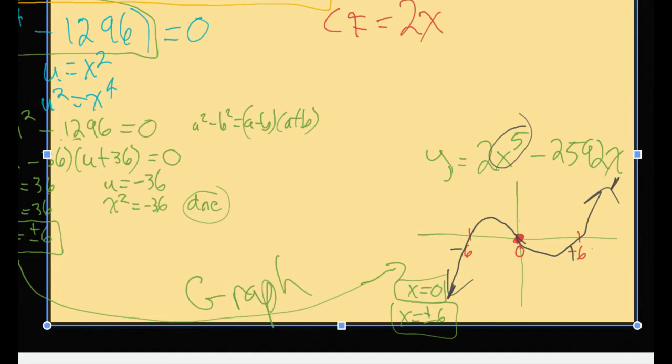Let's try another one. So again, these are factoring with difference of squares.